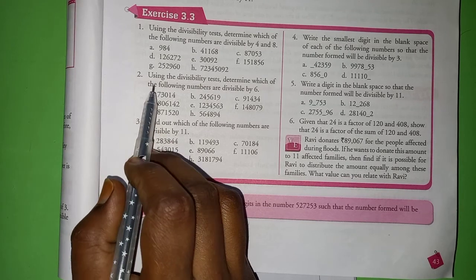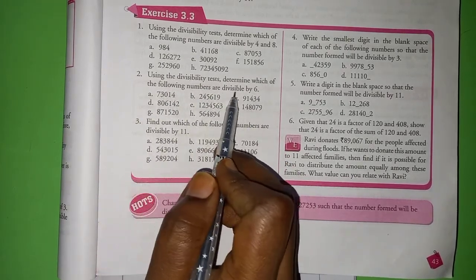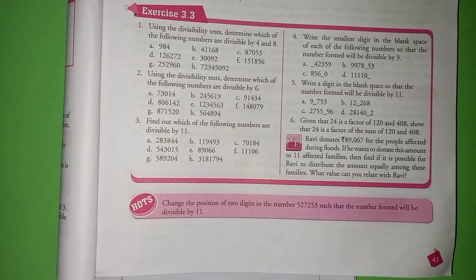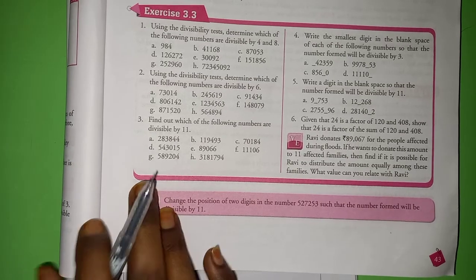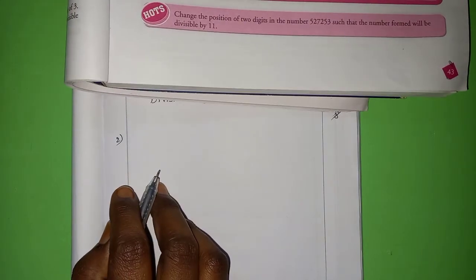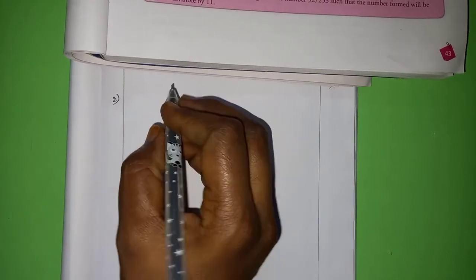Next, second one. Using the divisibility test, determine which of the following numbers are divisible by 6. Okay, divisible by 6. How to check that? Here also I'll explain only one more. You have to do the remaining. You just do all these problems in the Max HW. Okay, do it in the Max HW.